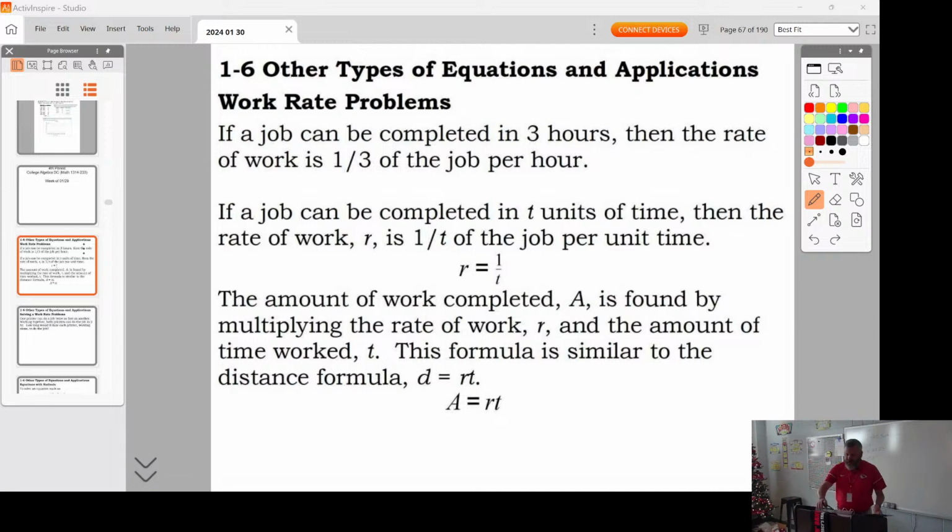So it's not a matter of, well, we'll just take 2 plus 3, add them together, and divide by 2 because they're both working. Well, that makes no sense. If I can do it myself in 2 hours, then how come both of us working together it would take 2.5 hours, right? Because that's the average of 2 and 3.